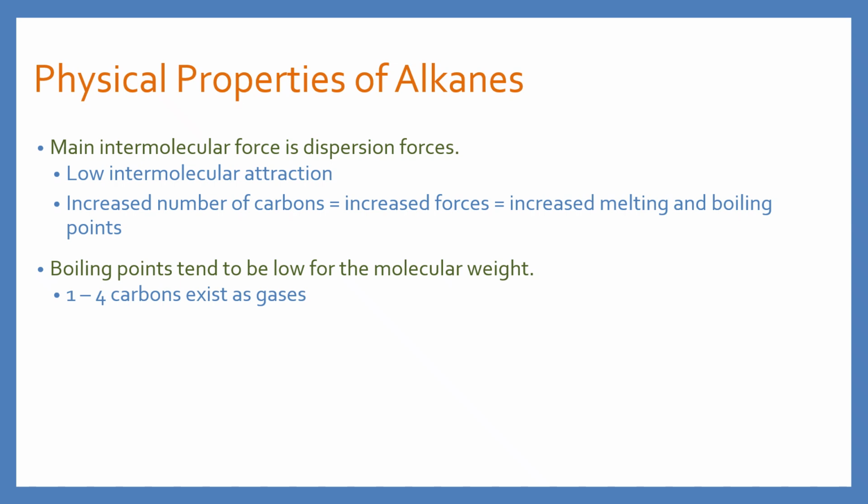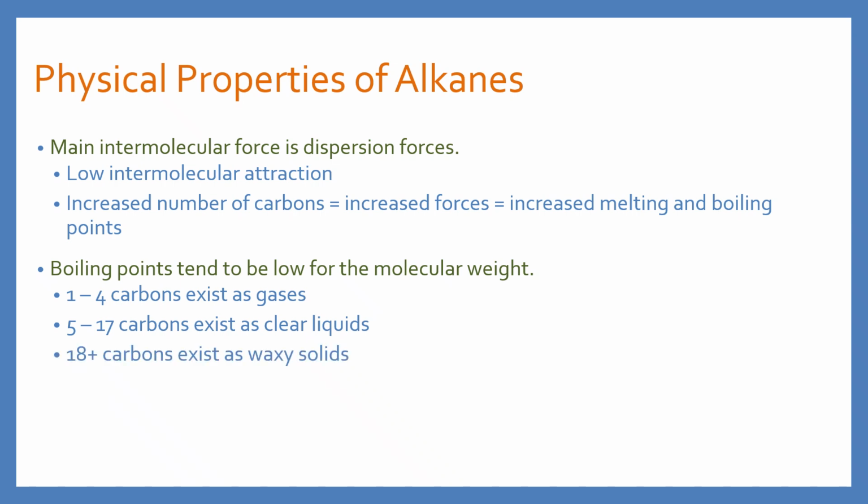So because of this, when you have 1 to 4 carbons, so you're talking methane, ethane, propane, and butane, they tend to exist as gases unless you pressurize them and lower the temperature. 5 to 17 carbons exist as clear liquids. A lot of these can be found in gasoline. And 18 plus carbons exist as waxy solids. And a lot of these waxy solids can actually be dissolved in some of those lower carbon liquids, and you will also find some of those in gasoline as well.